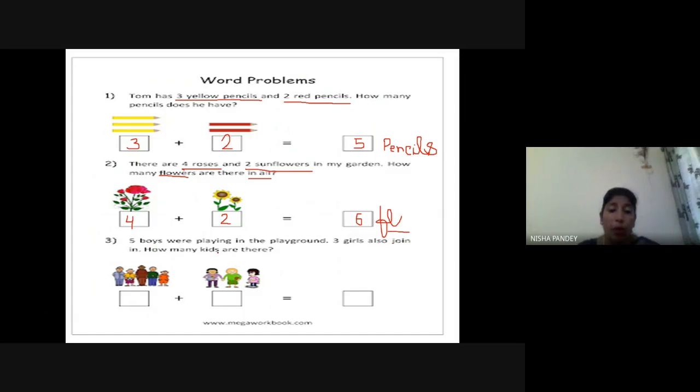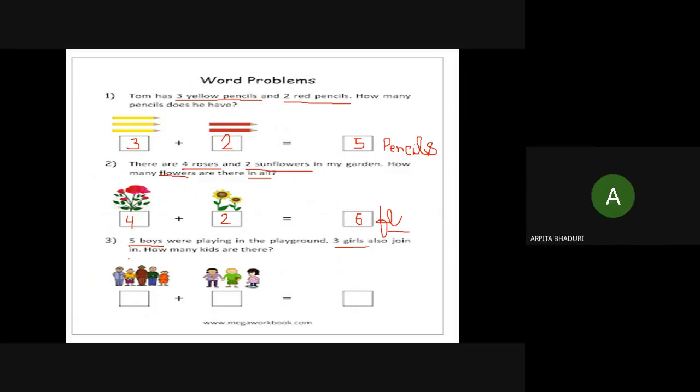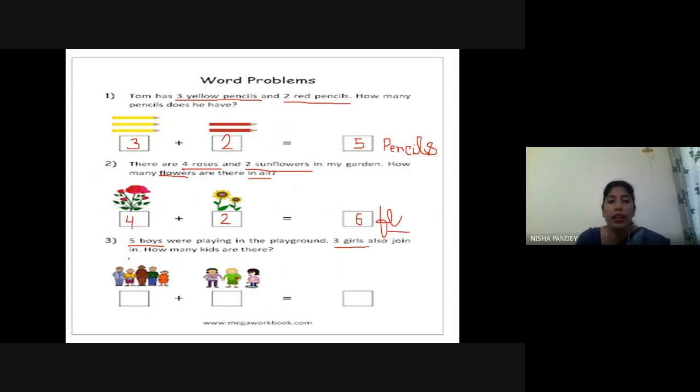Five boys were playing in the playground. So we'll just underline the objects. What we have to do is the numbers. Five boys were given. They are playing in the playground. Now three girls also joined in. Three more girls came and they joined them. How many kids are there? So, how many children, or you can say, how many kids are there playing in the playground?